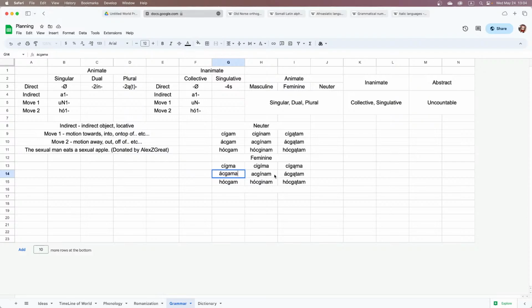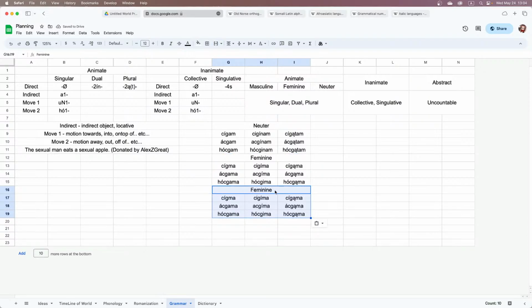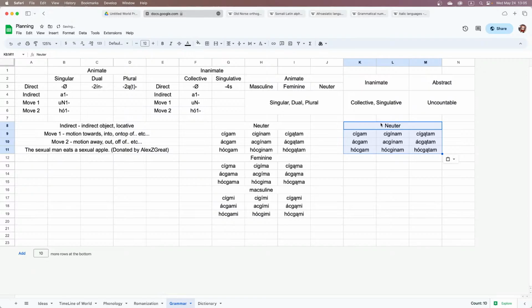Atskam, Atskima, Atskana, Atskana. These are the feminine forms. And then the neuter forms of the masculine forms: replace the final A with an E. And then the inanimate forms, which I think I'll just create real quick before getting off because it is coming up to the end of the day.